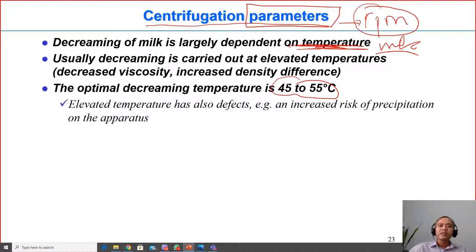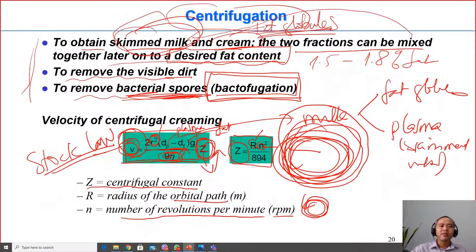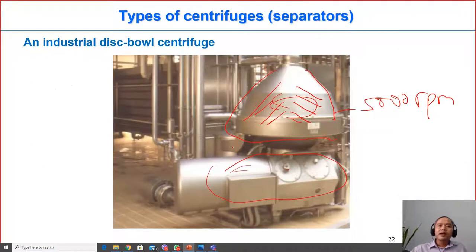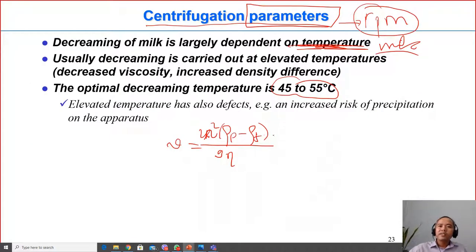Why do they need to do this? If you look back at the Stokes equation, what is the Stokes equation again? Small r squared, then the density of plasma minus the density of fat, divided by viscosity. Let's check again if that is correct. Okay, it's correct. And then you multiply by gravity as well. This is Stokes' law, and then multiplied by a centrifugal constant, you get how fast the cream separates. When they increase the temperature to 45 to 55, the viscosity is reduced.